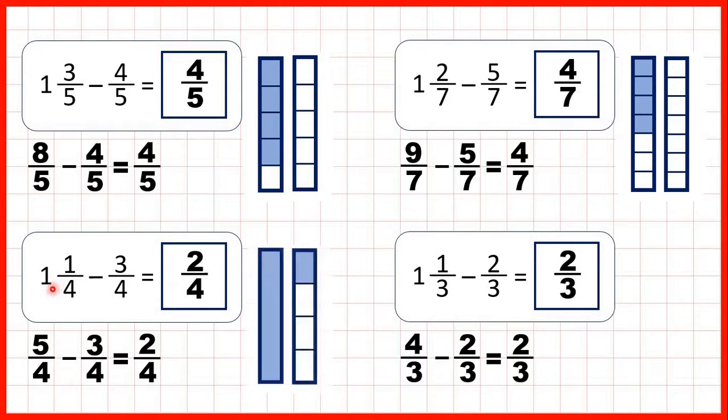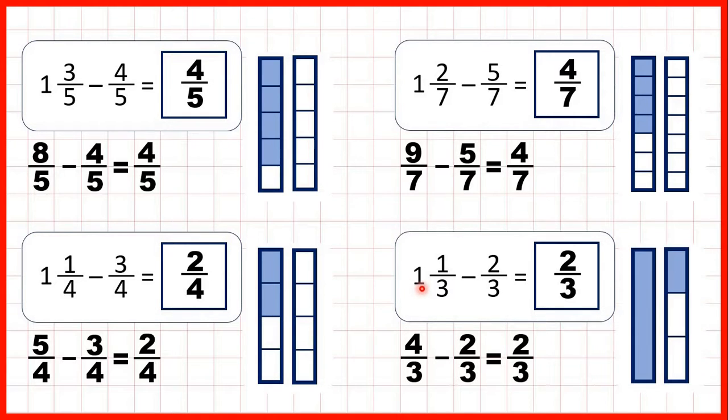Then we had 1 and 1 quarter. We changed that to an improper fraction so that we could take 1, 2, 3 quarters away to give us 2 quarters as our answer. And finally, we had 1 and 1/3, but we needed to take 2/3 away. And to do that, we needed to split our 1 whole into thirds as well. So we had 4/3. Then we subtracted 2 of those thirds to give us 2/3 as our answer.